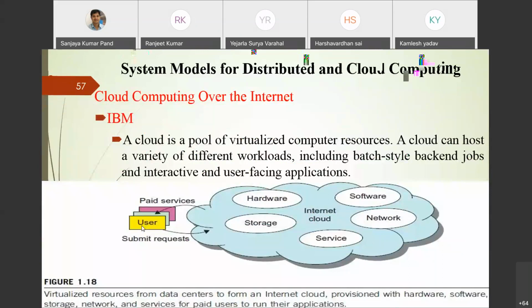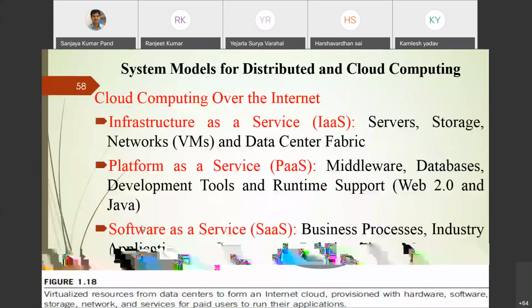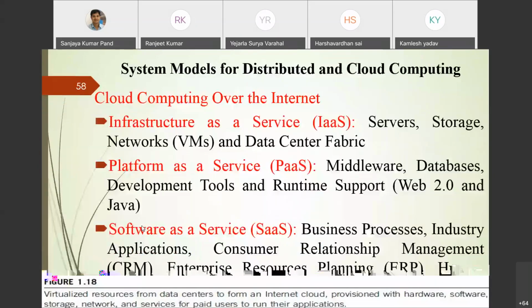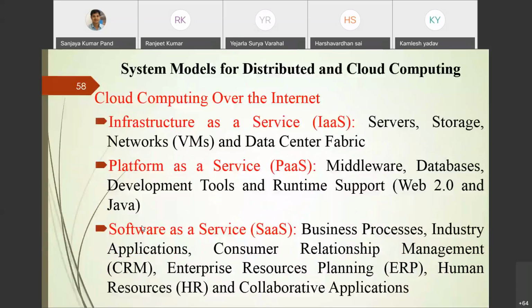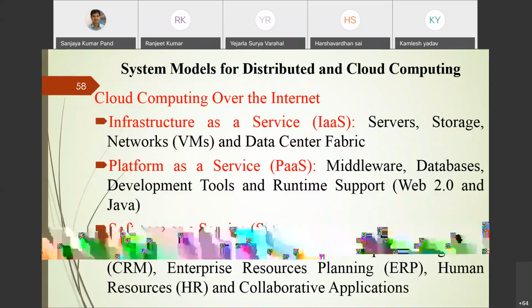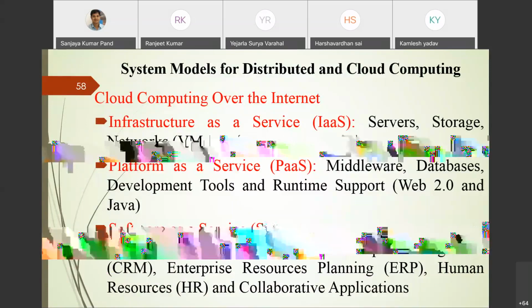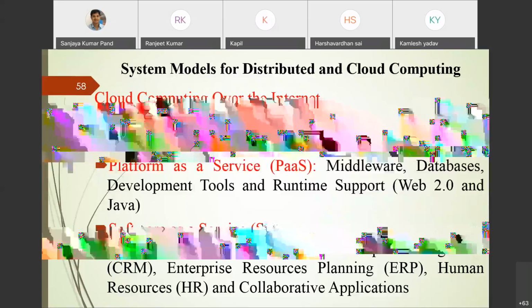You know there are three types of services provided. Later there are so many classifications also. One is infrastructure as a service. In infrastructure as a service, we are dealing with storage, network, and everything given in the form of virtual machines, which we discussed as virtualization technology and data center fabric. So if you need servers, storage, network, like Google Drive, you can take it as a service.